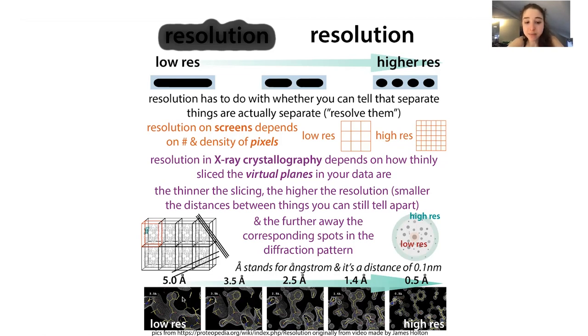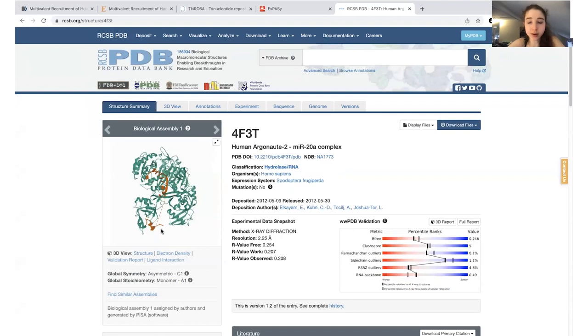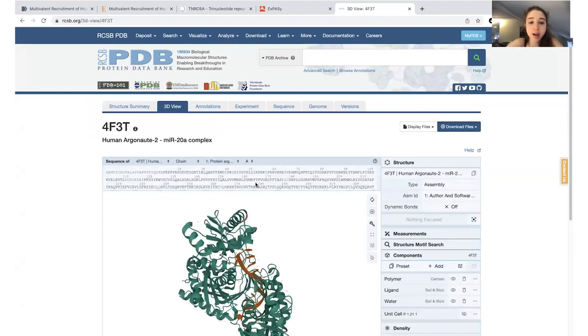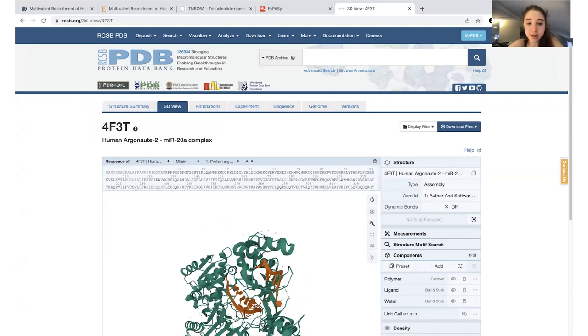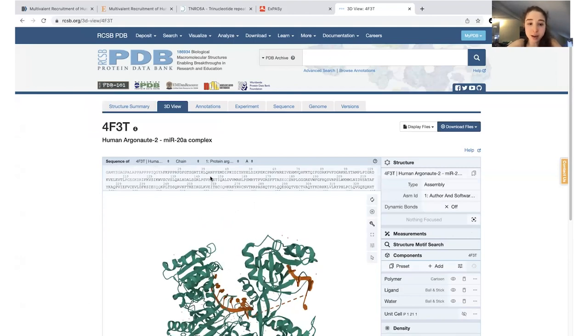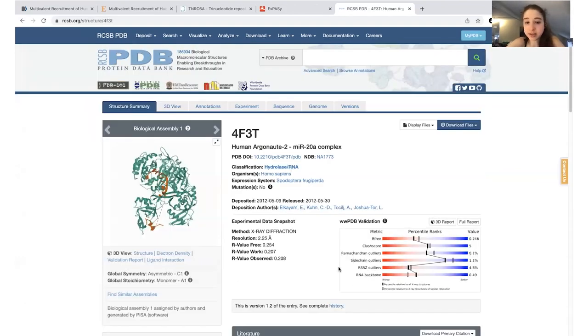You'll see that you're actually missing the density for regions of a protein. Here's one of the structures of the protein I was showing you before, one of the AGO structures. You can see there are some dotted lines, indicating that this region of the protein was unmodeled. What you're seeing is the model, what they built into the mesh.